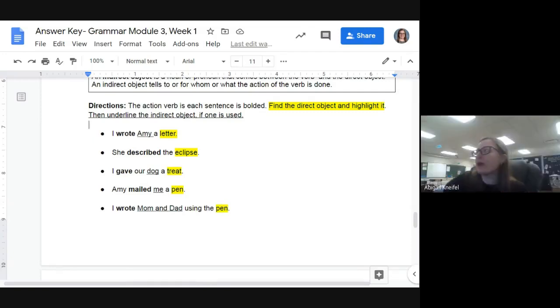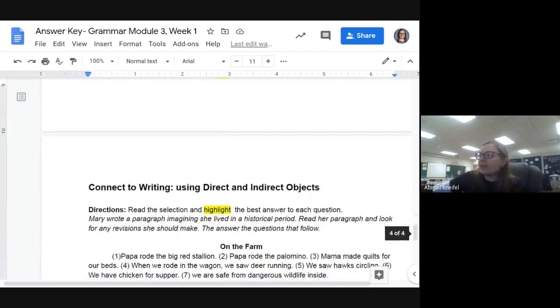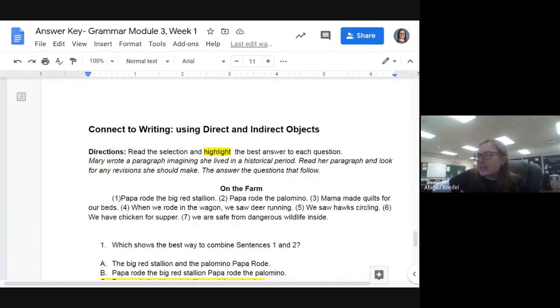So that was the same thing we've been doing. It's just really important. Find the verb, find the direct object, find the indirect object in that progression. And then the final one is the same format as always. We just connect to writing.